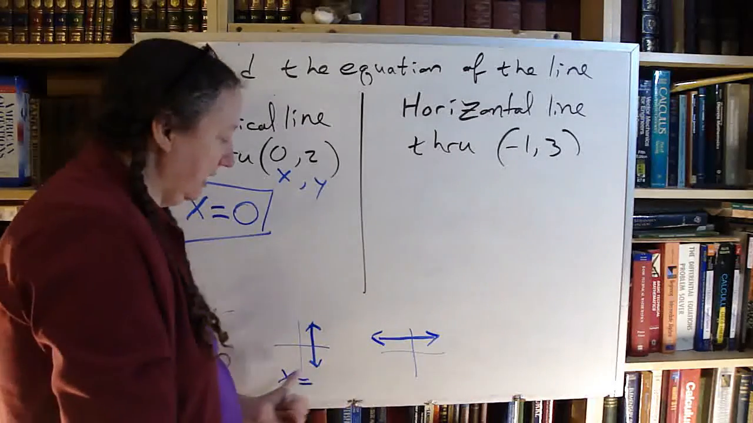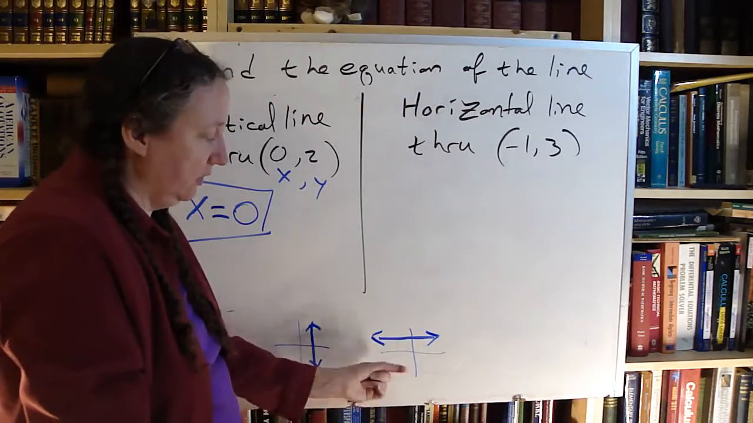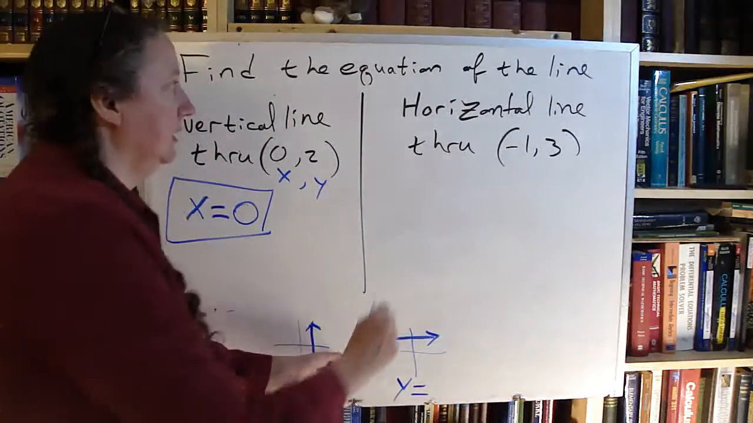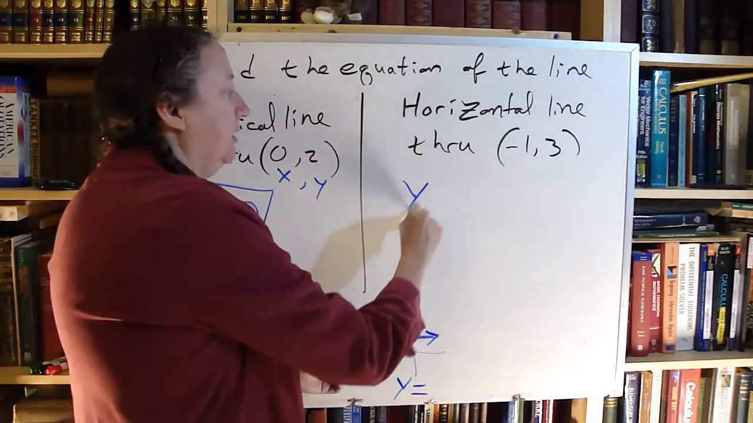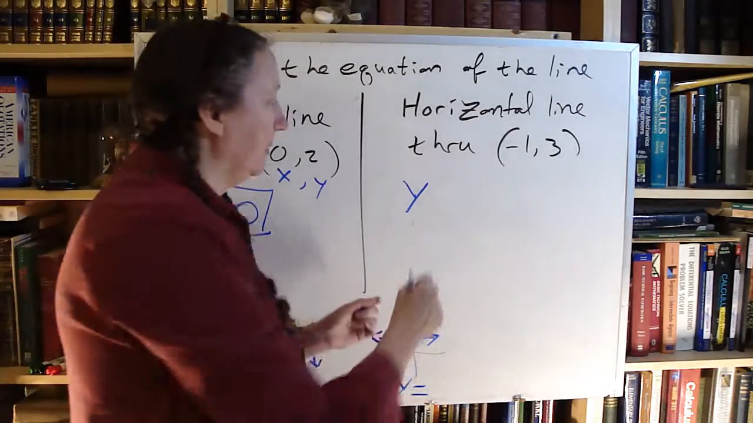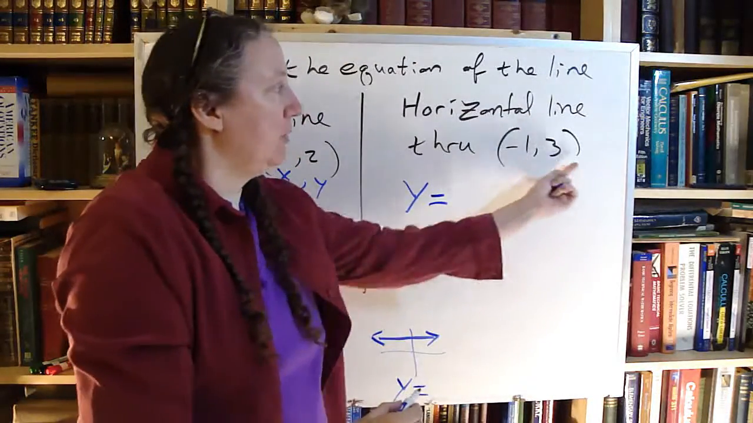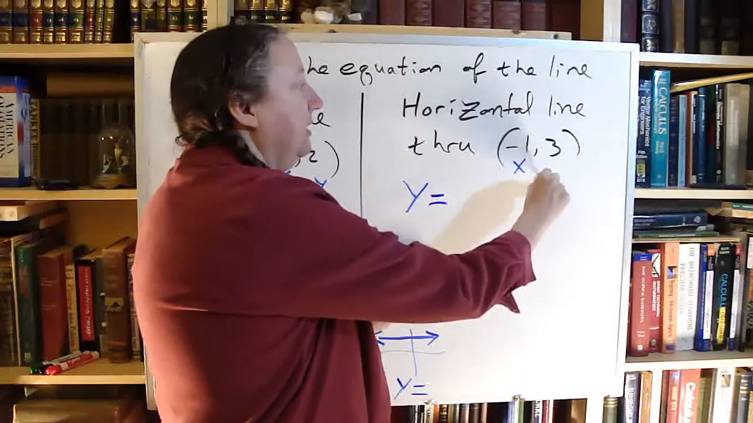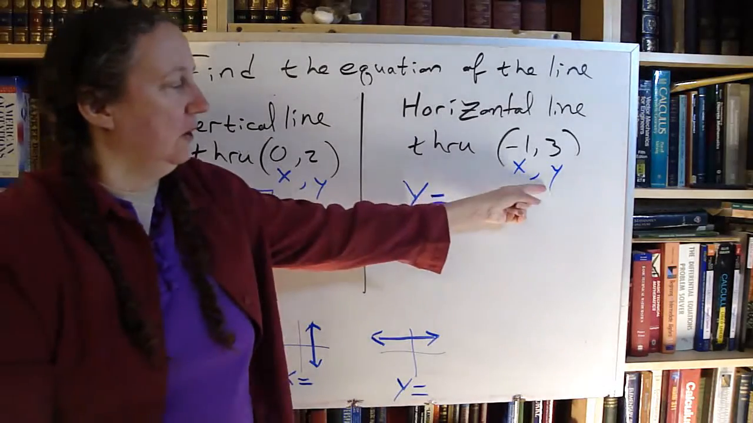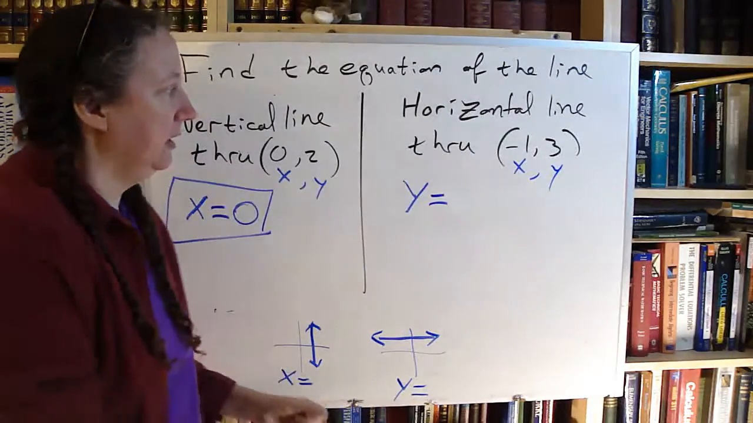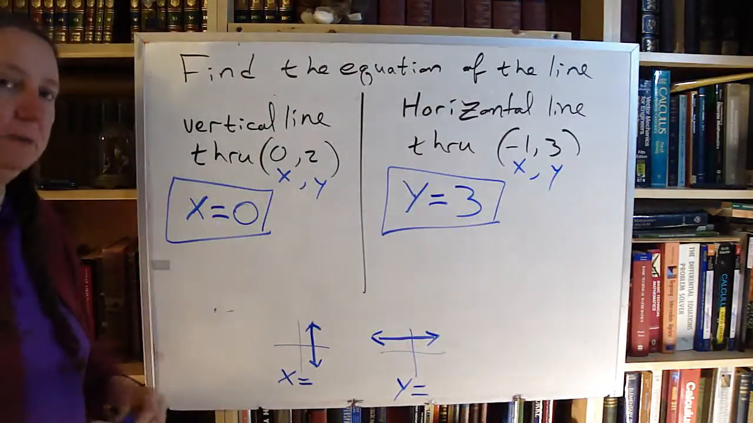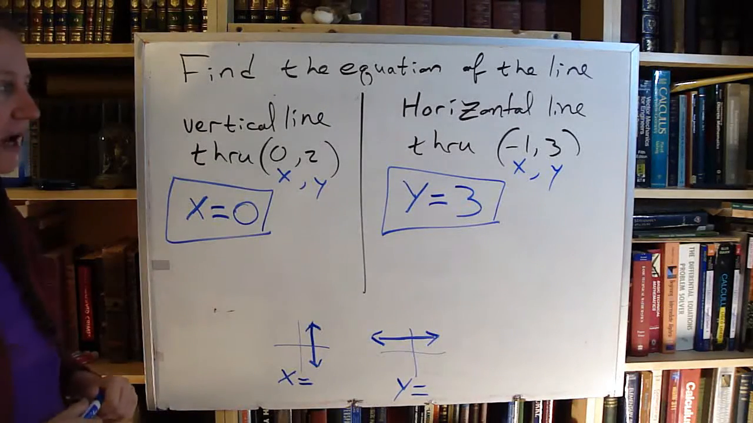So again, just like this one was x equals, this one is going to be y equals. So because it's horizontal, I know that it's y equals a number. I just have to figure out which number. So I look at my ordered pair. I have my x, I have my y. What does y equal? 3. That problem is done. It's as easy as that.